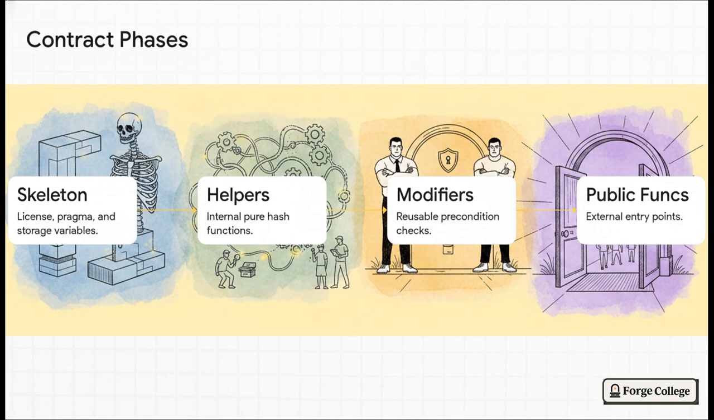We are unrolling the blueprints for a real contract called the FunctionModifierDemo. We'll do this across 4 distinct phases. First, laying down the storage and skeleton. Second, wiring up our internal helpers. Third, hiring our bouncers, the modifiers. And finally, opening the doors with our public functions.